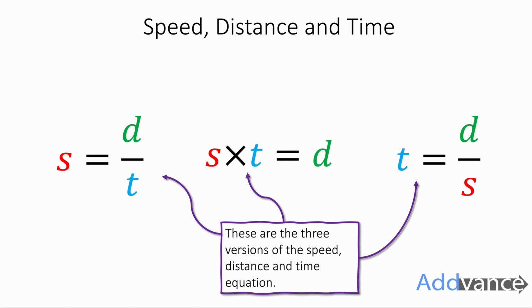And so we've made three different versions of this equation. Three different versions of the speed, distance and time equation to help us work out speed, help us work out distance, and to help us work out time. We will use all three versions of this equation in today's video. You should be familiar with all three versions.